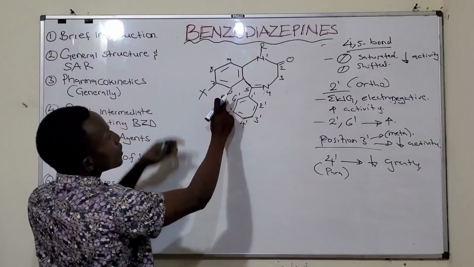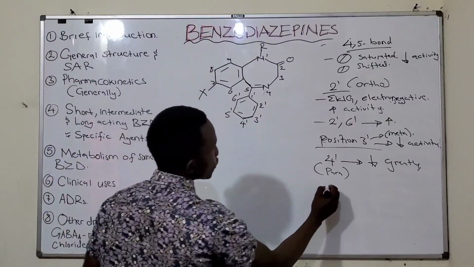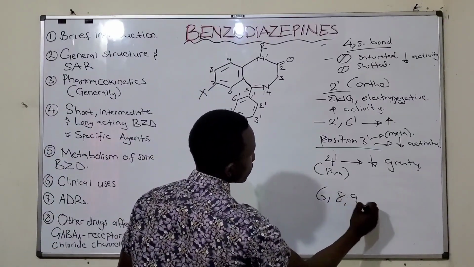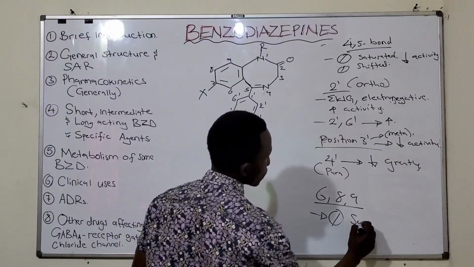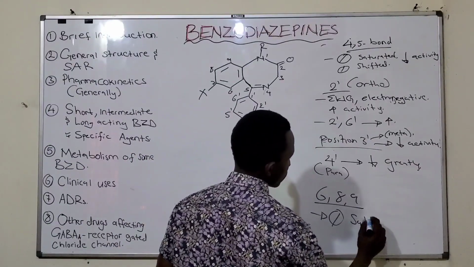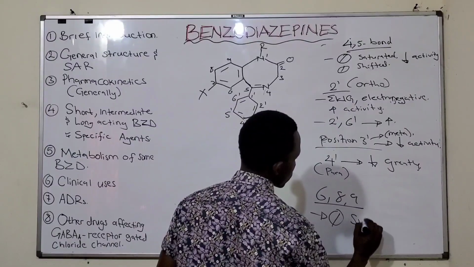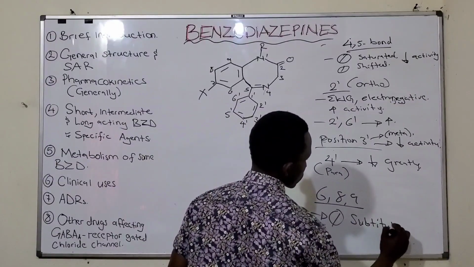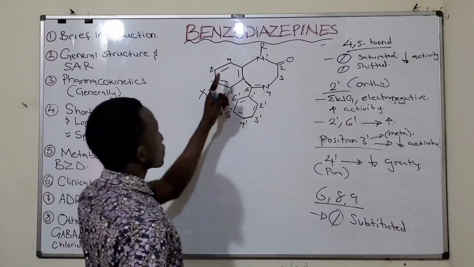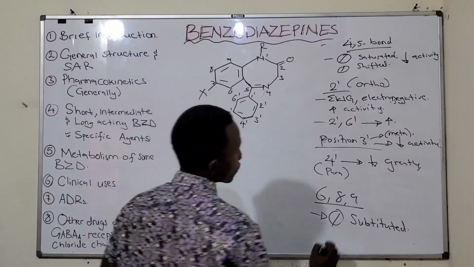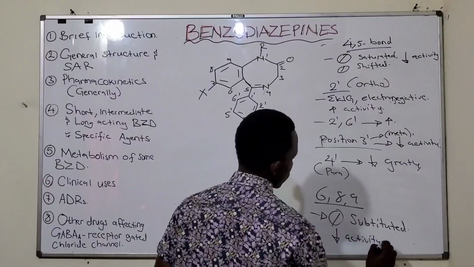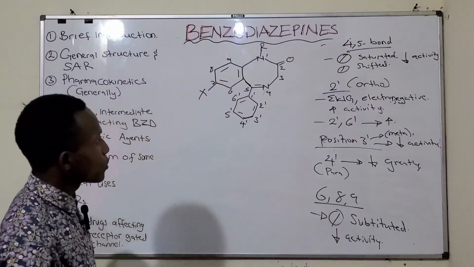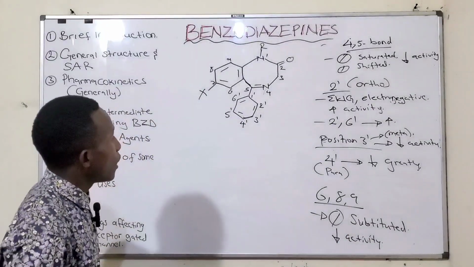Now we have positions 6, 8, and 9. This position should not be substituted with any group. Should not be substituted. Substitution of those positions decreases the activity. If those groups are substituted, we shall have decreased activity.